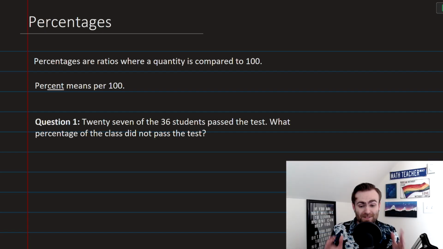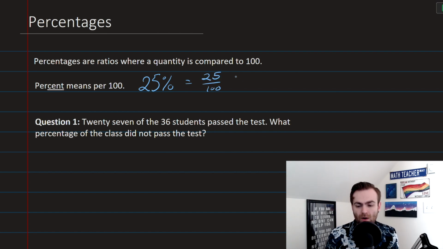So let's talk percentages. Percentages are essentially a ratio where the quantity is being compared to 100. You can get that from the cent part of percent, which stands for 100, the per meaning of, so of 100. So 25% can be written as 25 100ths, which you could also convert to a decimal as 0.25.